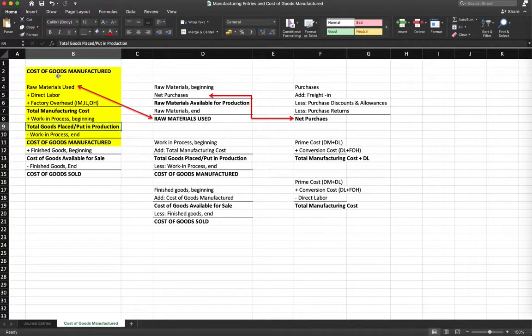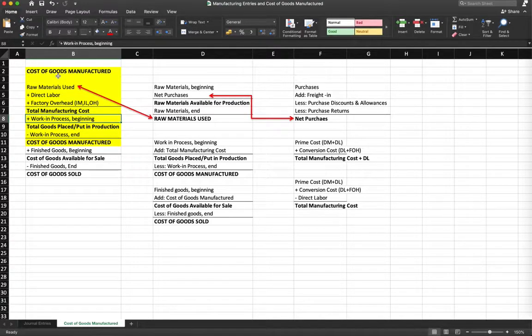Kung meron tayong total goods placed in production during the year or period, pero ganito na lang daw yung work in process end, ito na lang daw yung natira, mga hindi pa tapos, ano nangyari sa difference? Yun yung mga cost of goods manufactured, yun yung mga natapos, yung mga cost of goods which are manufactured or produced during the period. So, ulit ha, yung tatlo na yan, raw materials used, direct labor, factory overhead, those are your total manufacturing cost, the cost of manufacturing during the year.